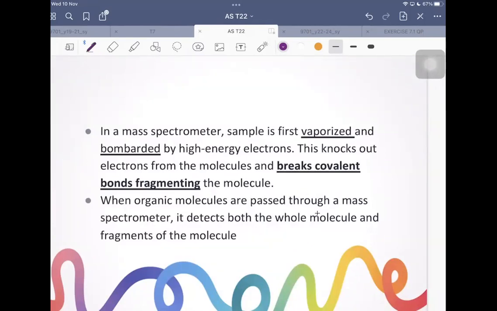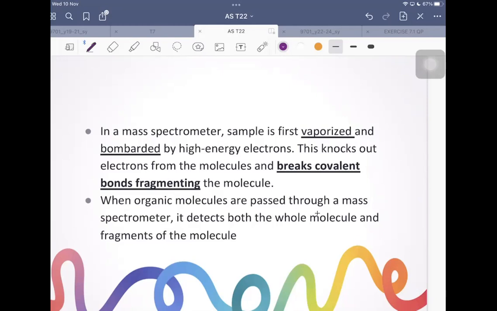There will be high energy electrons that will bombard our molecules. So two things can happen. One, an electron is removed from our molecule, or our molecules can be broken down into what we call fragments. So usually we just knock out one electron from the molecule, and it can also break the covalent bonds of the molecule to form smaller pieces, which are called fragments, or we call this fragmenting.